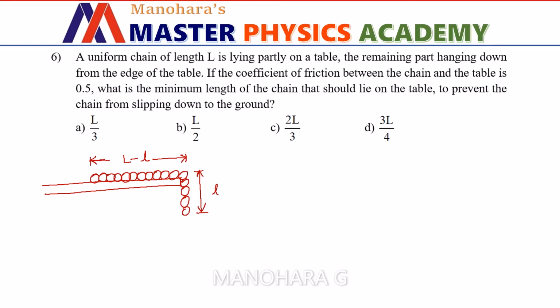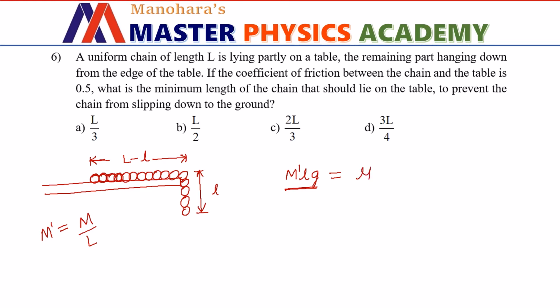Now the weight of the hanging part of the chain will be equal to m dash lg, where m dash is the mass per unit length of the chain, which is given by total mass of the chain divided by its length. So m dash l is going to be the mass of the hanging part of the chain, and g gives the acceleration due to gravity. Multiplying these quantities, we get the weight of the hanging part of the chain. If this is balanced by the frictional force acting on the part of the chain resting on the table, then we say equilibrium is achieved. So what is the frictional force acting on the resting part of the chain?